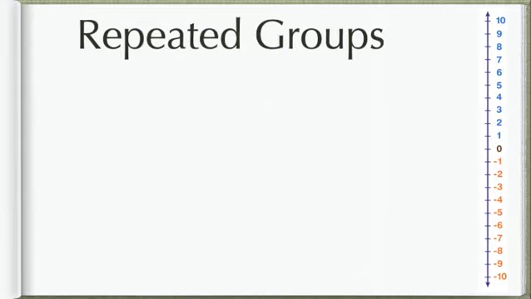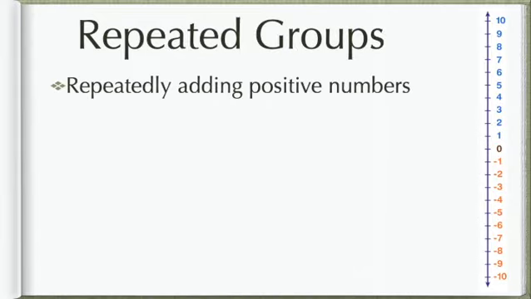So this is looking at multiplication as repeated groups. Repeatedly adding positive numbers, where we're going to start from a place you already know. 3 times 2 is 6. Why? Because you have 3 groups of 2. On the number line, when you see 3 groups of 2 stacked on top of each other, you get 6. You can also reverse it and look at 2 times 3 being 6.